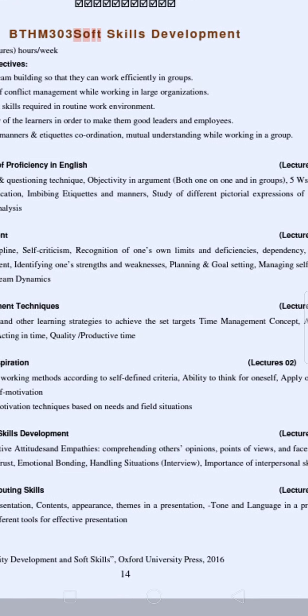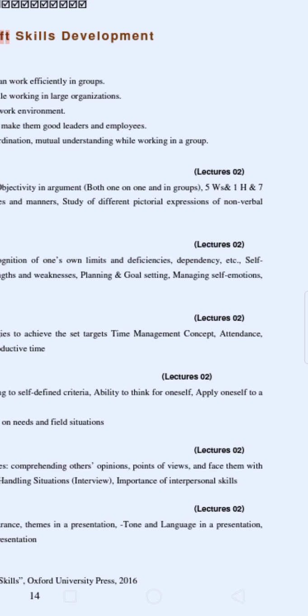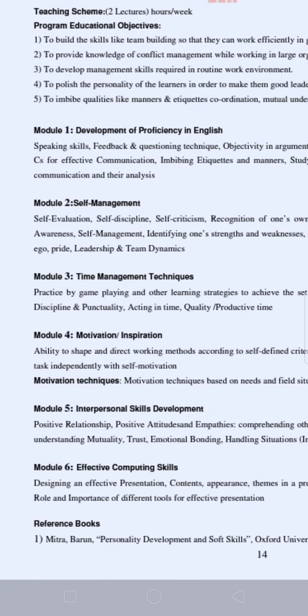The next point is the ability to think for oneself and apply oneself to a task independently with self motivation. It means that we may do any task independently because we are sometimes self motivated. That's why it is possible to do any task independently without taking help from someone else.